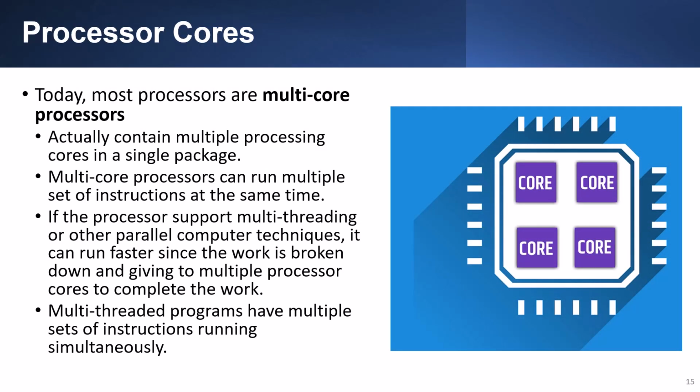Today, most processors are multi-core processors that actually contain multiple processor cores in a single package. Multi-core processors can run multiple sets of instructions at the same time. Today, many programs are multi-threaded, which means that the program is divided into multiple sets of instructions that can be executed simultaneously. For example, when you're typing in Microsoft Word, you have one thread that's processing the data that you type into the document. You have another thread that's constantly checking your spelling, and another thread that is formatting your document.